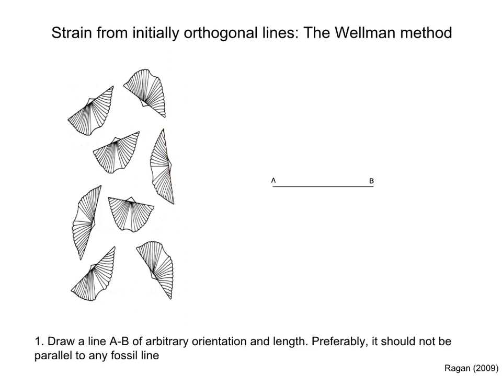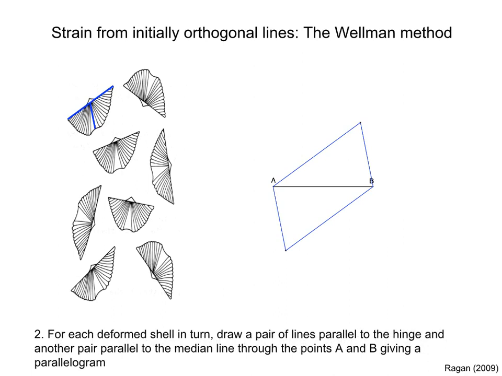First, we draw a line AB of arbitrary orientation and length. Preferably, this line should not be parallel to any fossil line. Then, for each deformed brachiopod, we draw a pair of lines parallel to the hinge and another pair parallel to the median lines. These lines should pass through the points A and B, giving a parallelogram.